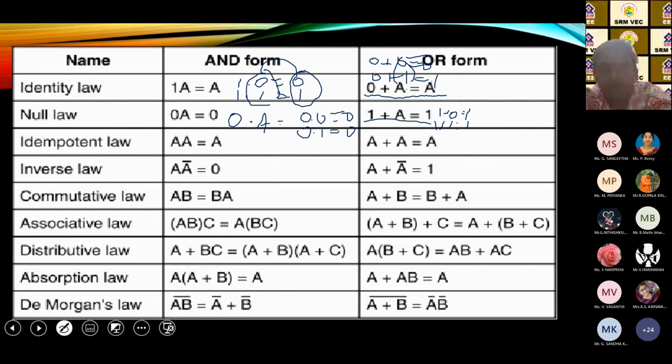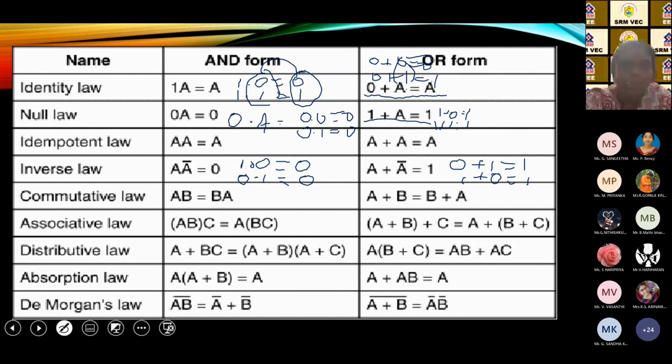Next is the idempotent law. What is that? A dot A is equal to A. This is what we discussed in the previous slide. And A plus A is equal to A. Then the inverse law. What is the inverse law? If A is 1, then A bar is 0, so 1 dot 0 is 0. If A is 0 and A bar is 1, it is 0. Similarly, A plus A bar: if A is 0 and A bar is 1, the answer is 1. If A is 1 and A bar is 0, then it is 1.